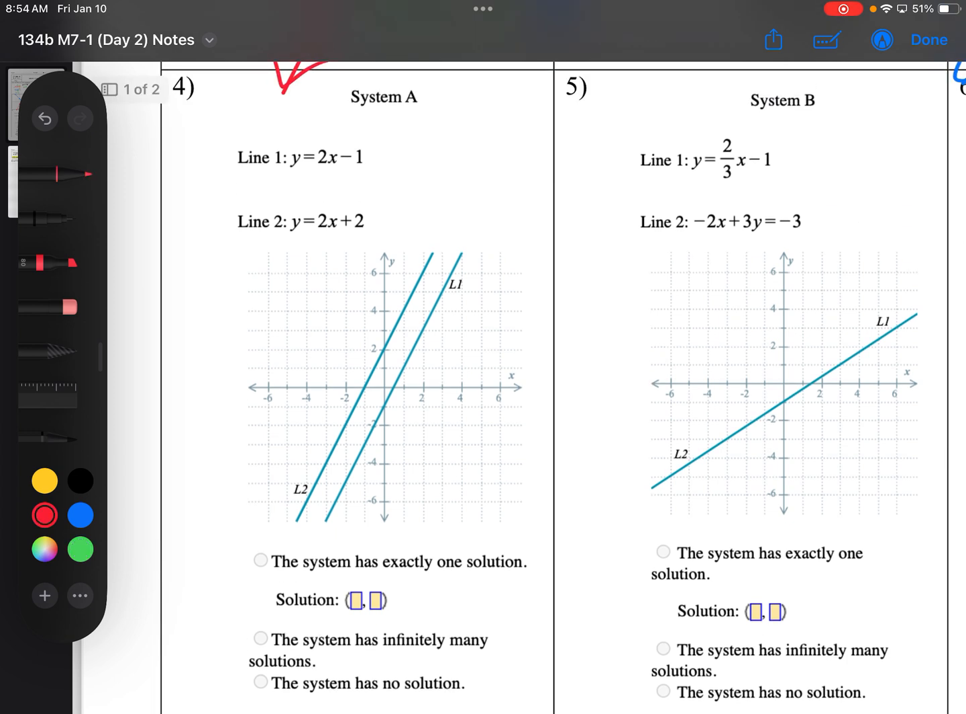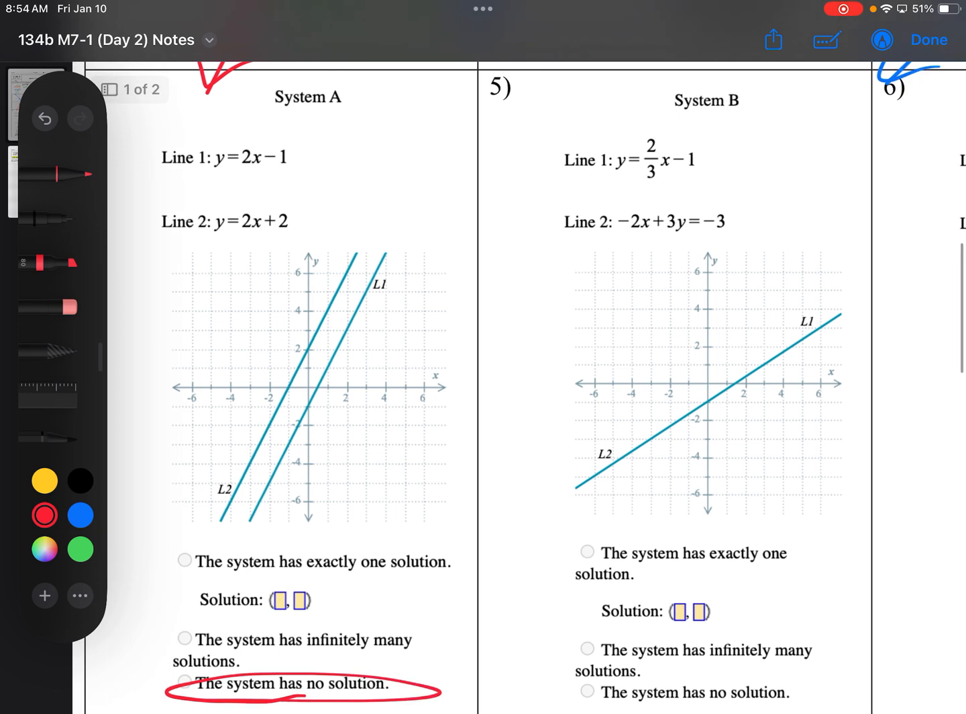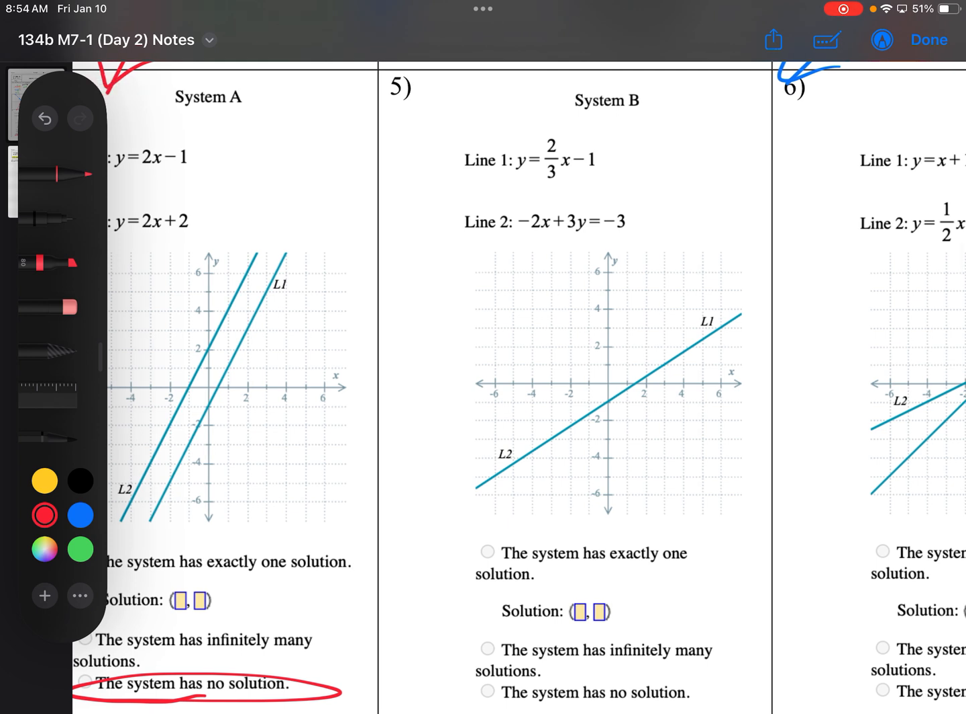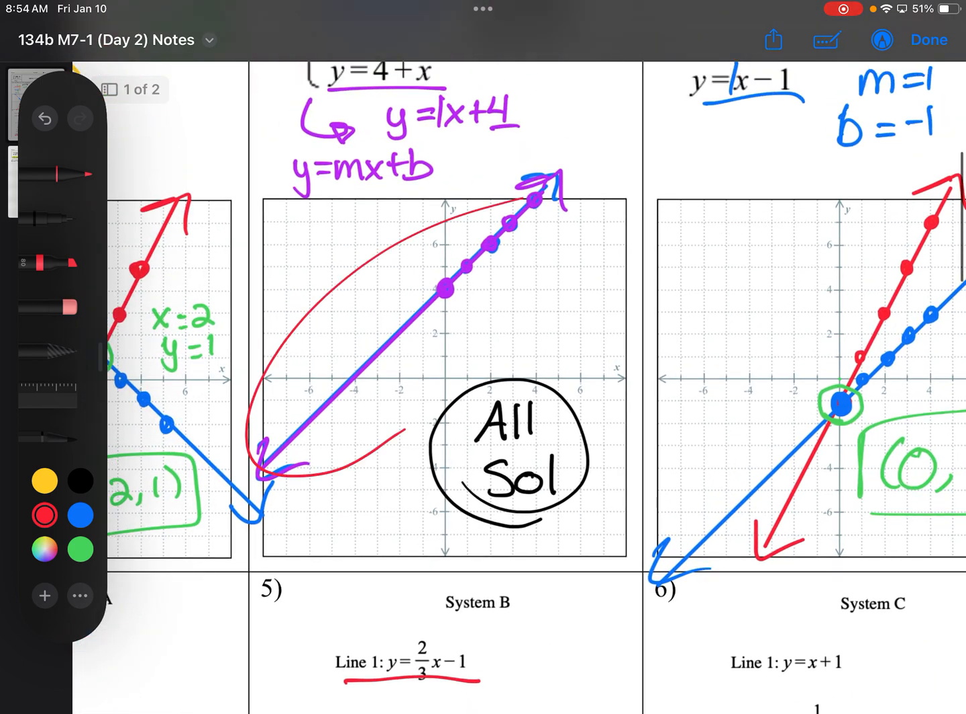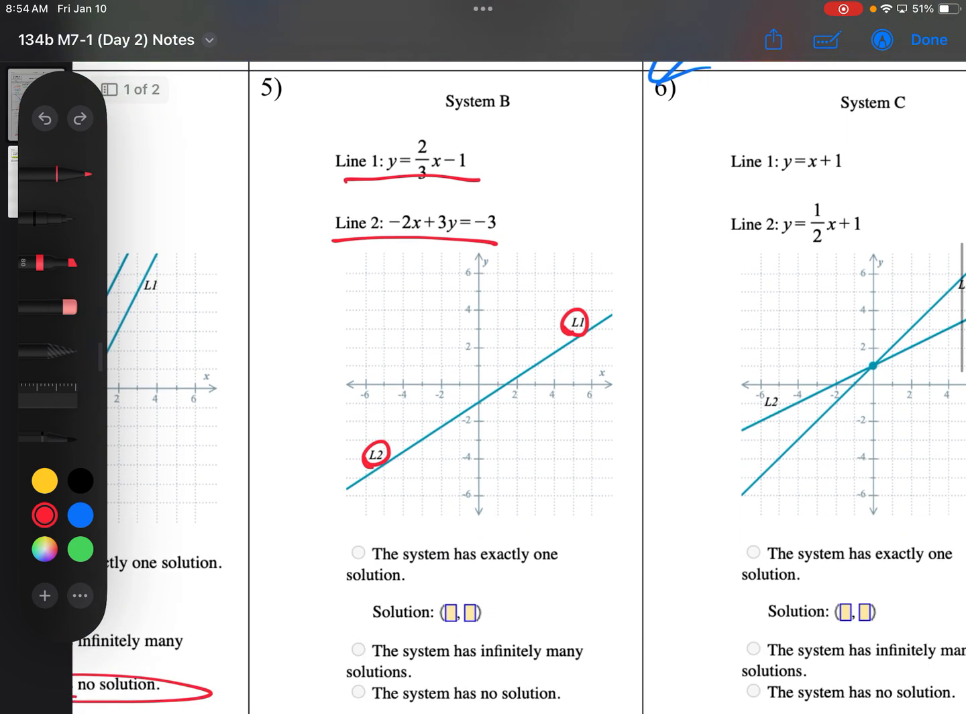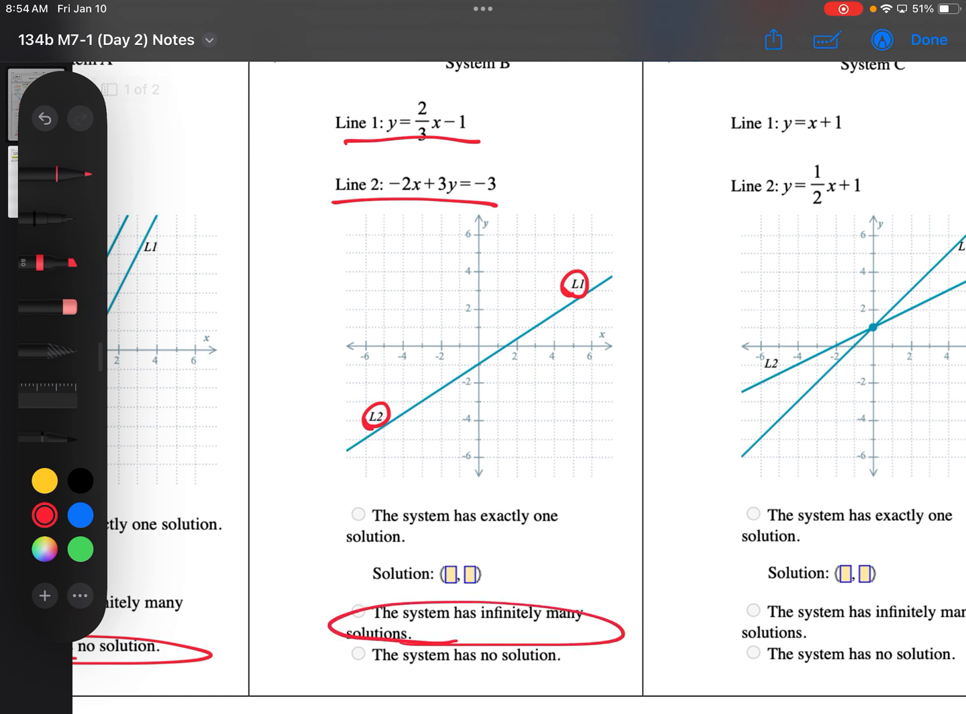So the first one, since they're 2 lines that do not touch, it has no solutions. The system has no solutions. It's like railroad tracks, they'll never ever touch. Okay? Number 5, it looks like we only have one line here, but if you look, they gave us 2 different equations. Line 1, line 2. So I could assume that there's 2 lines right on top of each other. So if we remember back to this one, that means that it is all solutions, or infinitely many solutions. So it's the same line, so it has infinitely many solutions.